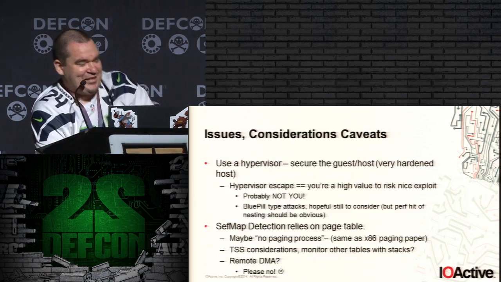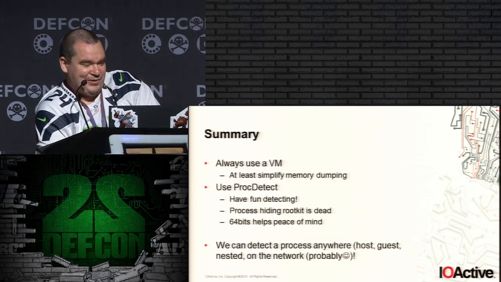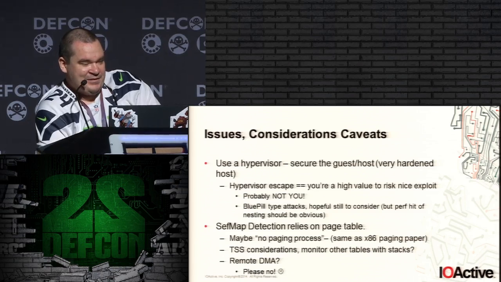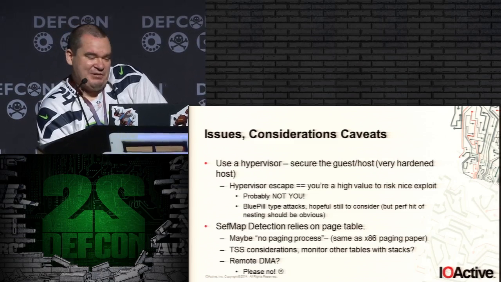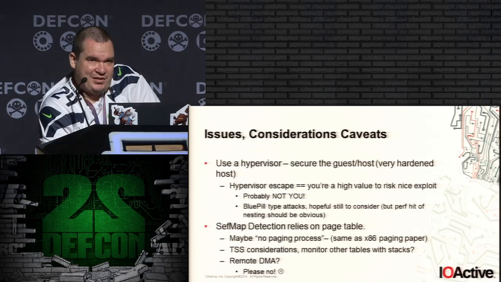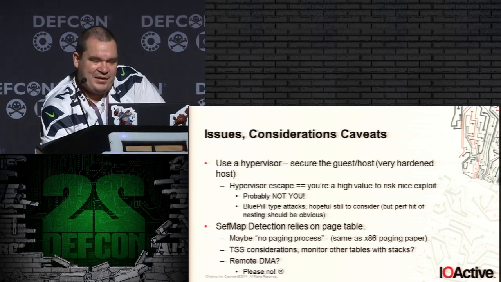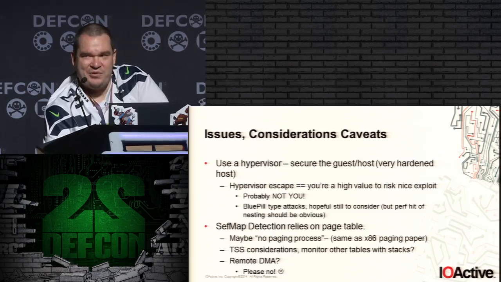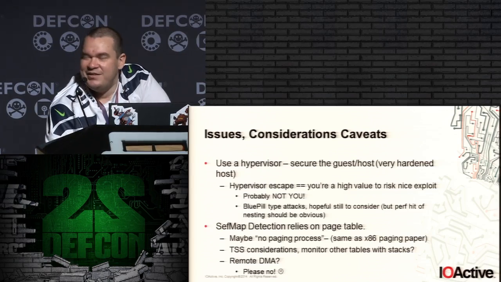There's a couple more slides. I'm just going to kind of blow through. Use the hypervisor, please. Blue pill, it's not really a problem. Self-map detection. There is one possible thing. If you have a no paging process, that means that the MMU is not involved in that process. There could be something there. So if you're going to rewrite your rootkits to be a no paging rootkit, I'd like to see that.